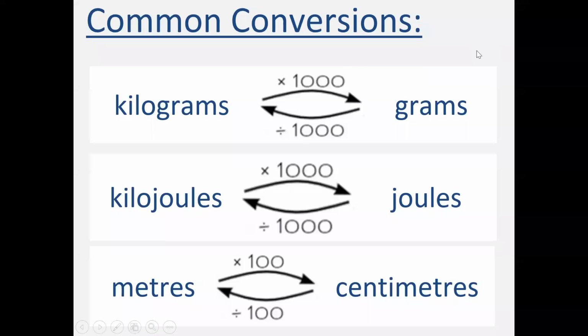Now there are some common conversions that you might have to carry out for these calculations. Sometimes you're given the mass in grams and you have to convert it to kilograms. To do that, you would divide by 1,000.